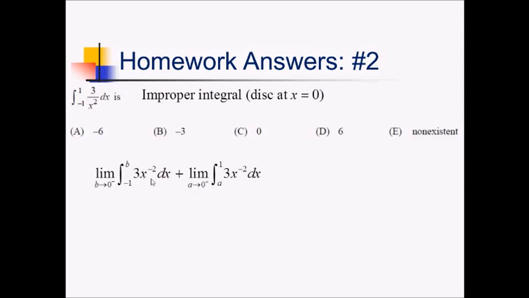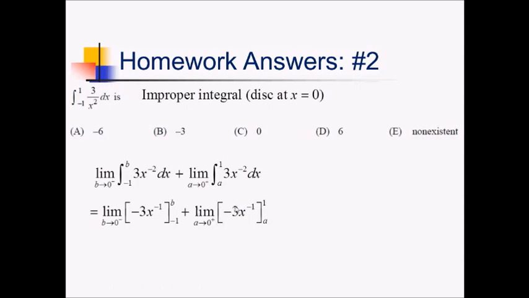All right, using my reverse power rule safely inside my limit notation here, this bumps up to a negative 1, so this is negative 3x to the negative 1, evaluated from negative 1 to b. Still have this limit hanging around. Over here, same antiderivative, different limit though. A is approaching 0 from the right. A to 1 is our limits.